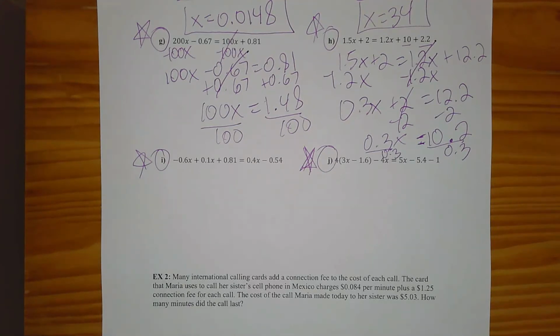So I is negative 0.6x plus 0.1x plus 0.81 equals 0.4x minus 0.54. See if you can solve for x. In part J, you've got 4 times the quantity 3x minus 1.6, and then minus 4x equals 5x minus 5.4 minus 1. There's a lot of simplifying you can do with these. So work both of those out. I'm going to show you the answers in 3, 2, 1.